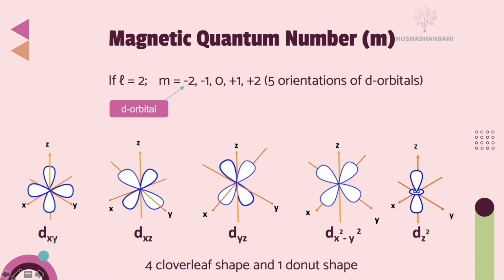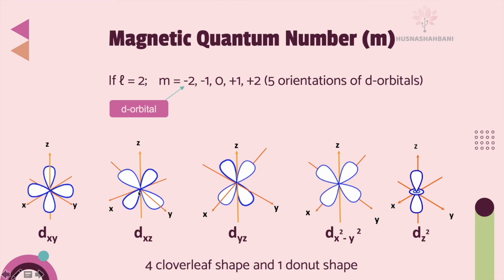So dxy means the cloverleaf is in between the x and y axes. So that is the dxy orientation of the d orbital. For dxz, the cloverleaf is in between the x-axis and the z-axis. So this is the x-axis line, the z-axis line. The lobe must be in between x and z.